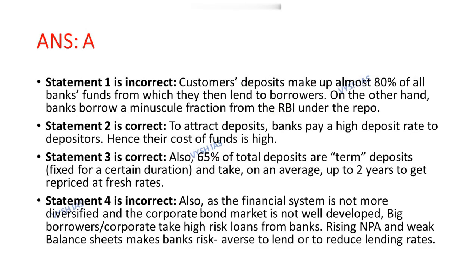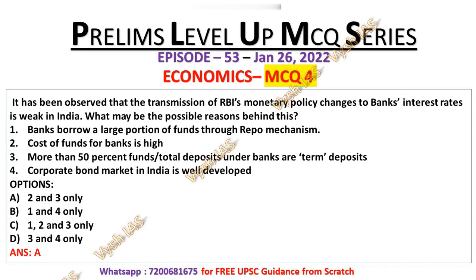Statement number 1 is incorrect as customer deposit may make up almost 80% of all banks' fund from which they then lend to borrowers. On the other hand, banks borrow a minuscule fraction from RBI under repo. That's why statement number 1 is incorrect, because it is mentioned here that banks borrow a large proportion of fund through repo mechanism. But in the explanation, we saw that banks borrow a minuscule proportion of fund from the repo mechanism. That's why statement number 1 is incorrect.